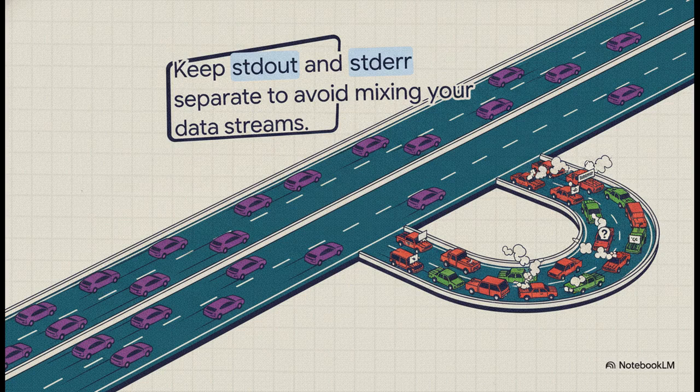Think of it like a traffic system. Standard output, or stdout, is your main data highway. It's built specifically for the final product your program creates. If you just start dumping all your debug traffic onto that same single highway, man, you are setting yourself up for a massive traffic jam. The fix? You need a second, completely dedicated highway just for the messy stuff. And that second highway is standard error, or stderr.